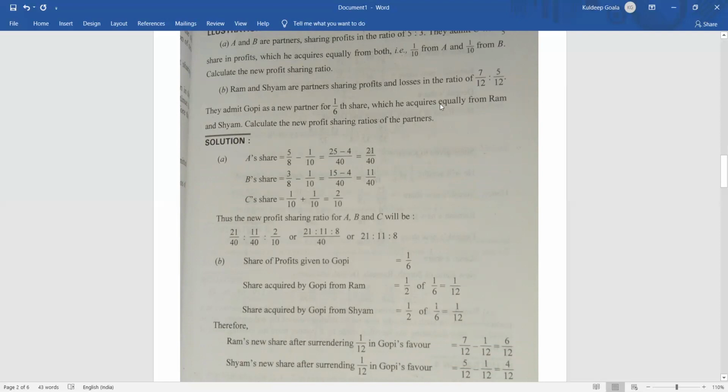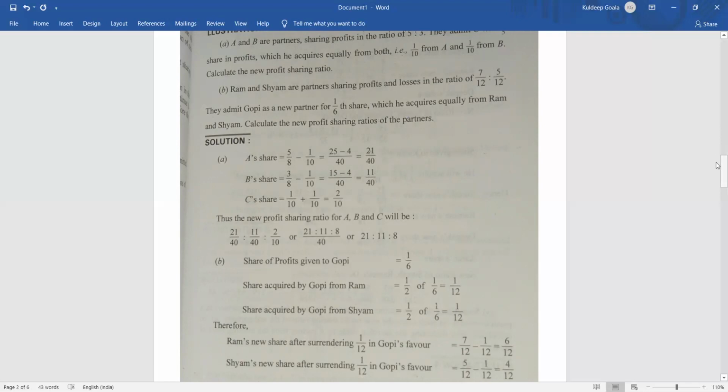Half, because it is told equally. So half of 1/6 is 1 by 12. In the same way, Gopi is going to get from Sham half of 1/6, which is 1 by 12. So this is their sacrifice, right? So the sacrificing ratio is calculated here itself. The sacrificing ratio of Ram and Sham is 1:1. Clear? Okay. And now what will be the new ratio?